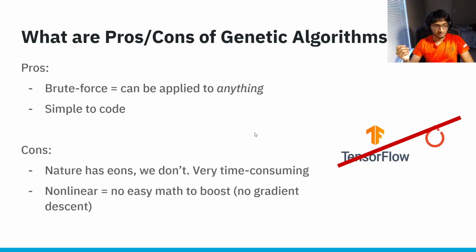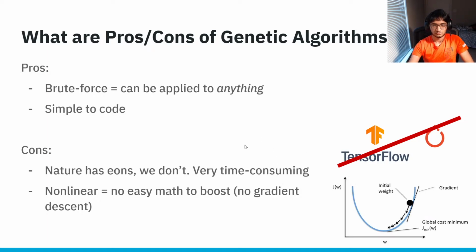The other con is the fact it's non-linear. That means there's no easy math to boost it. So a lot of the benefits are actually also detractors. What do I mean by no easy math and no gradient descent? First of all, no TensorFlow and no PyTorch. So you can't really use the GPU for those quick math calculations that other machine learning algorithms can do. You're kind of stuck to what you have.